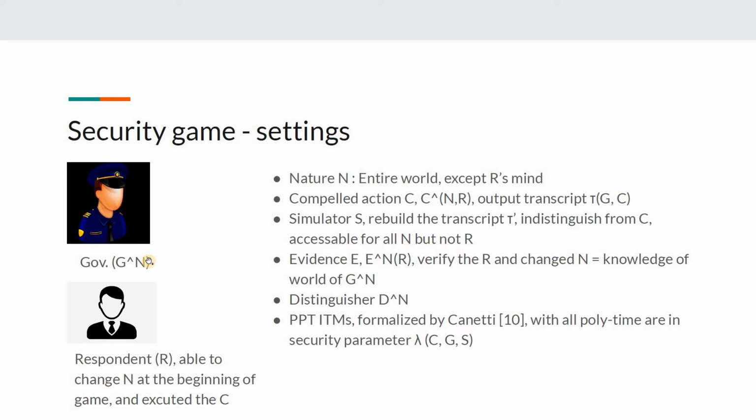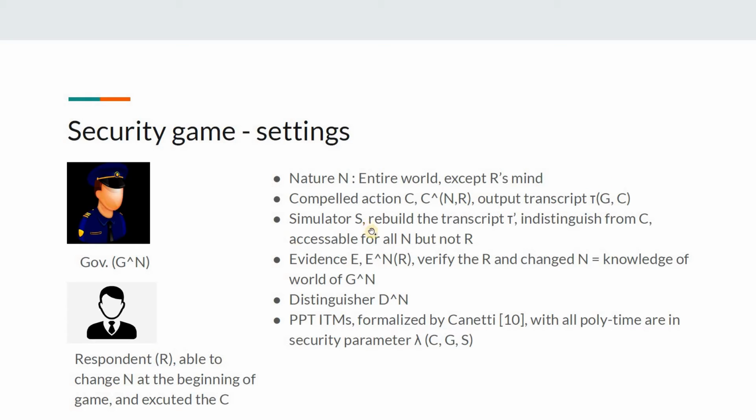And we are going to define FC by using some security games, so we need to briefly talk about the settings. We have a government here, represented as G, and a respondent, able to change the nature and execute at the beginning of a game and execute the C, the compel action. And nature, we will take the entire world except the respondent's mind, and C, compelled actions, which is represented in C and C to the power N R, and output a transcript like this, tau GC.